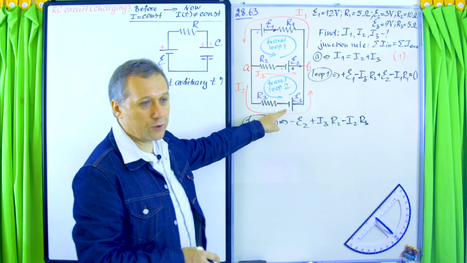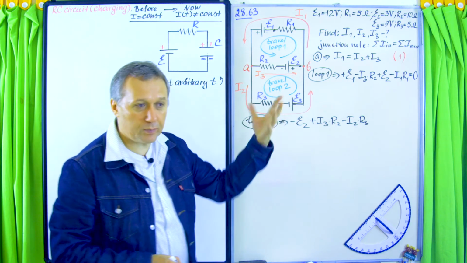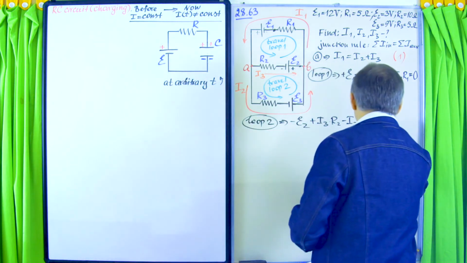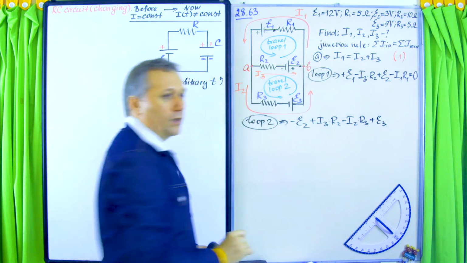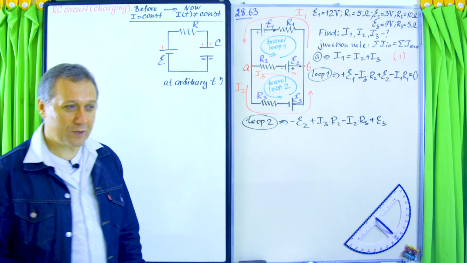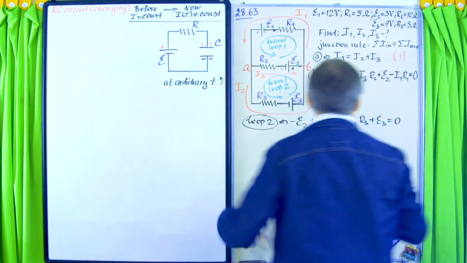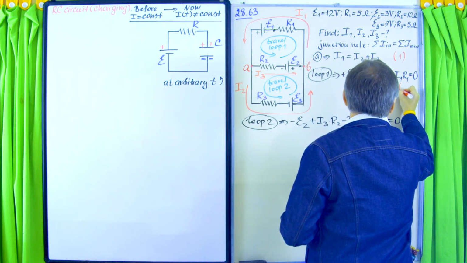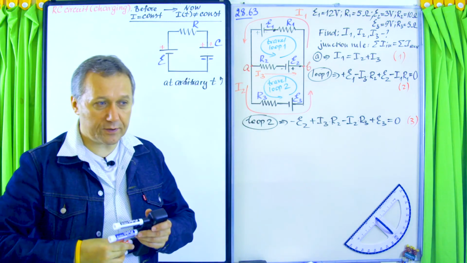After that, we need to cross the battery, and now we're crossing from minus to plus. It's rule number 1, contribution is positive. So plus EMF 3. After that, we're back to the starting point, so it's time to close this equation. We need to write down that it is equal to 0. So now we have 3 equations. That was equation number 2, and this is number 3. Now we can say physics is over.